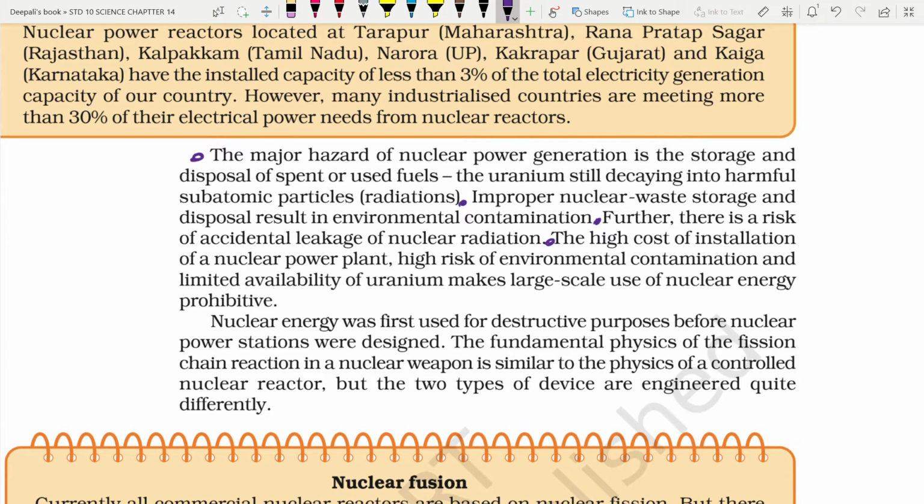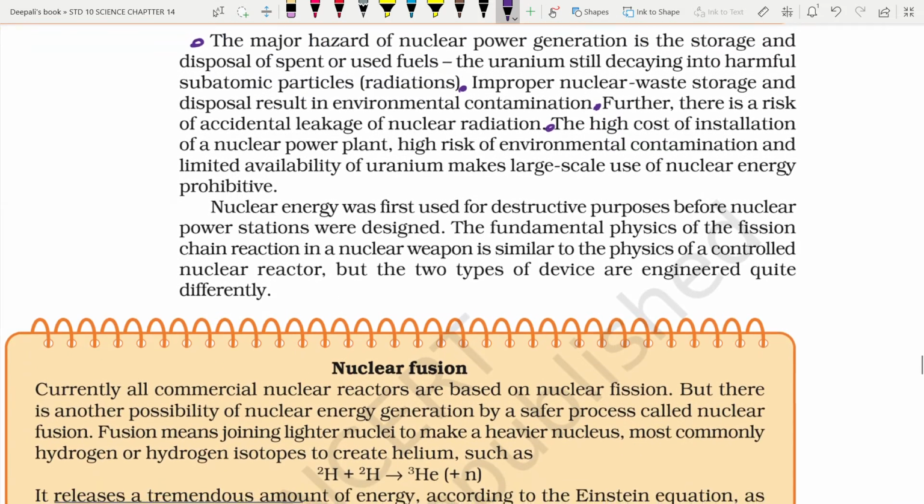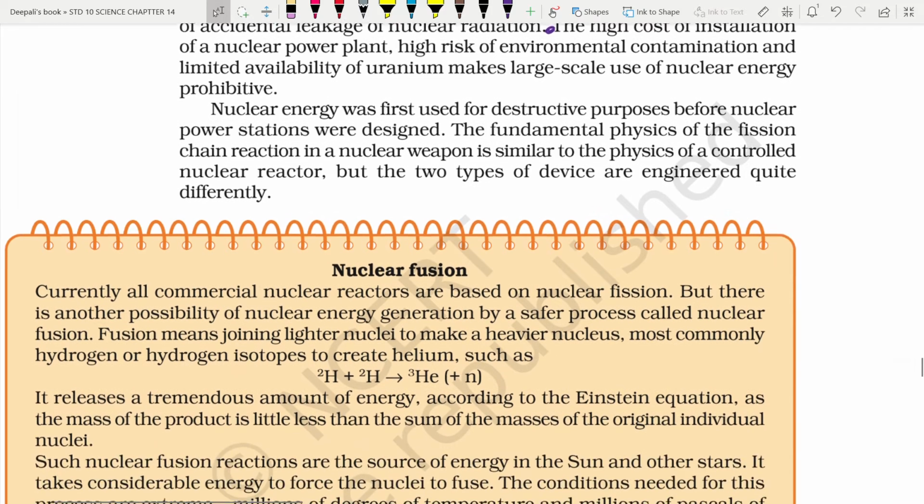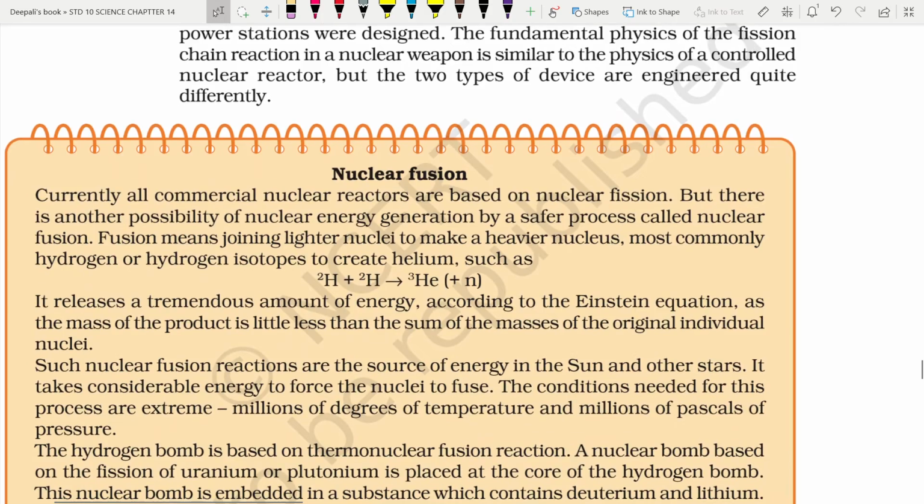Nuclear energy was first used for a destructive purpose before nuclear power stations were designed. We are all very much familiar with the atomic bomb which was used in the Second World War. The fundamental physics of the fission chain reaction in a nuclear weapon is similar to the physics of a controlled nuclear reactor, but the two types of device are engineered quite differently.